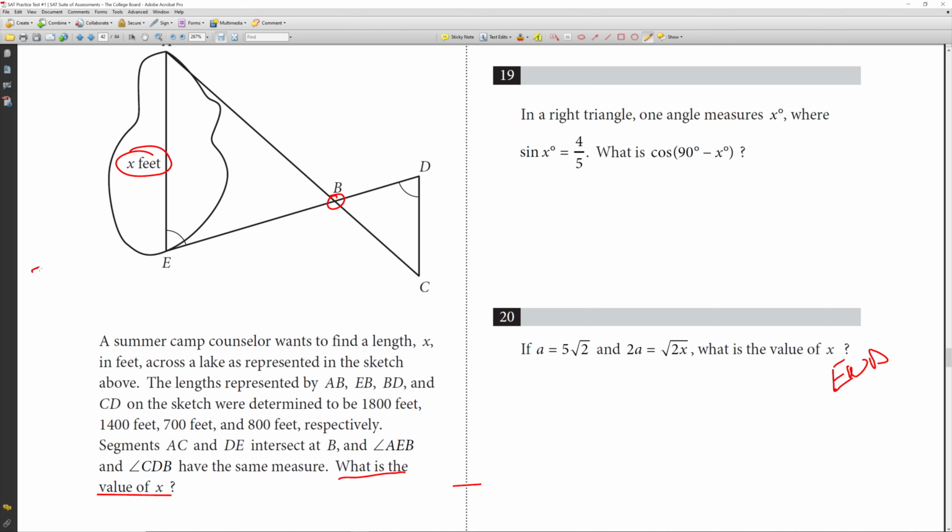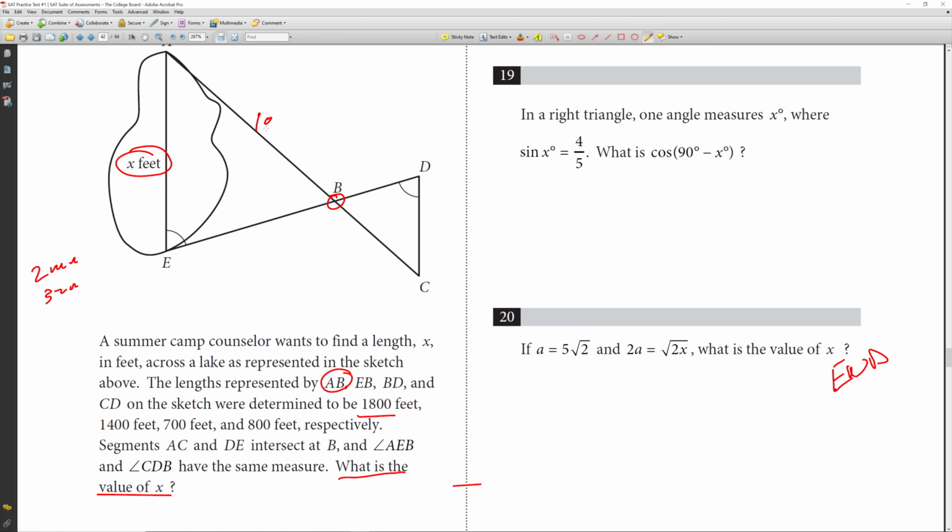This should take you between 2 minutes to about 3 minutes. And why is that? Well, there's a lot of reading and you have to digest a lot of information. A summer camp counselor wants to find a length x in feet across a lake as represented in the sketch above. The lengths represented by AB, EB, BD, and CD on the sketch are determined to be 1800 feet.